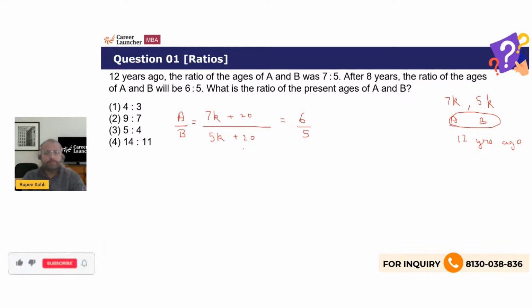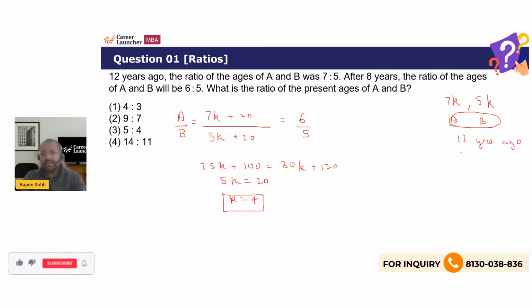So therefore, just solve now. The whole point is just take one variable and get it done. That's what we did. We did not take two variables. Cross multiply, simplify. 7 into 5 is 35k plus 20 into 5 is 100 equals 6 into 5, 30k plus 6 into 20, 120. So I'm getting 5k equal to 20. I'm getting k equal to 4.